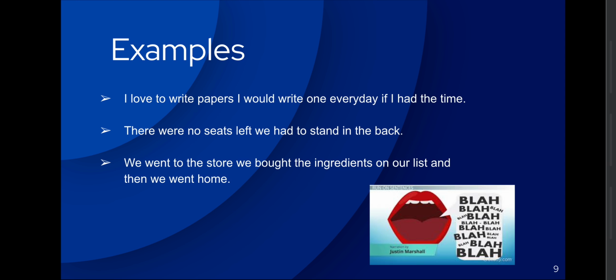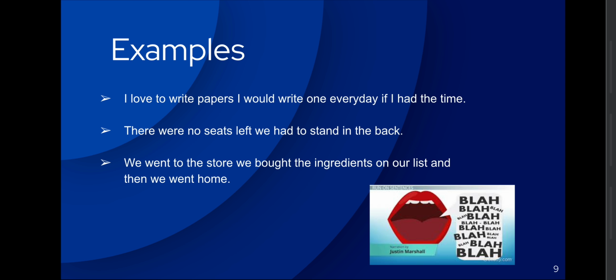Here are some examples. I love to write papers I would write one every day if I had the time. There were no seats left we had to stand in the back. We went to the store we bought the ingredients on our list, and then we went home. The first one is a run-on sentence because two independent ideas are being made but put in one phrase. There is no punctuation or conjunction to make it flow.